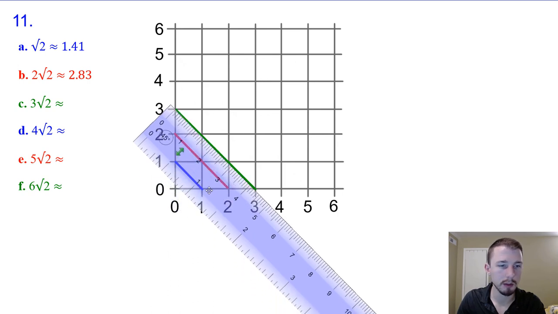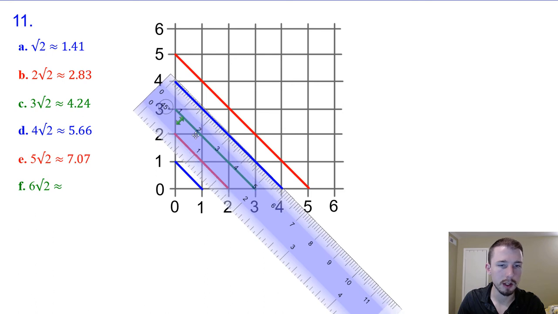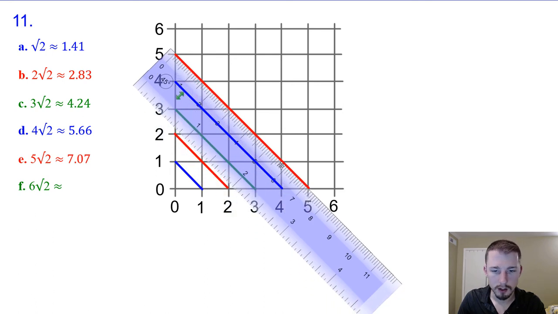Which is approximately going to be 4.24. So 4.12, almost 4.3, but 4.24. Okay, looks good to me. And then 4 rad 2, which is roughly 5.66. 5.5, 5.6, almost 5.7. Yeah, so 5.66. Okay, and then 5, and 5 rad 2, which is approximately 7.07. So going up here. 7.07.